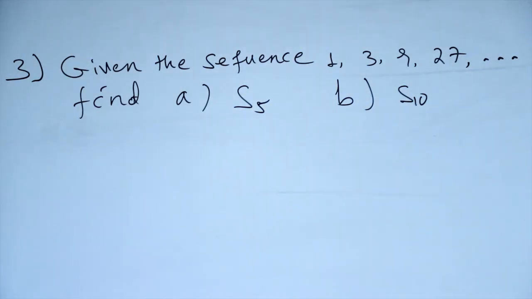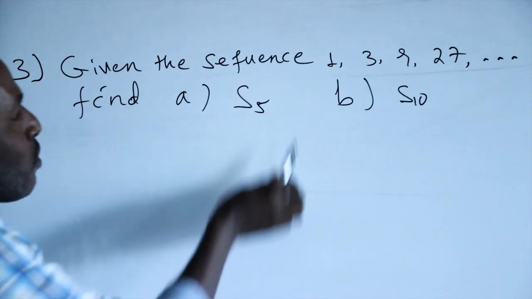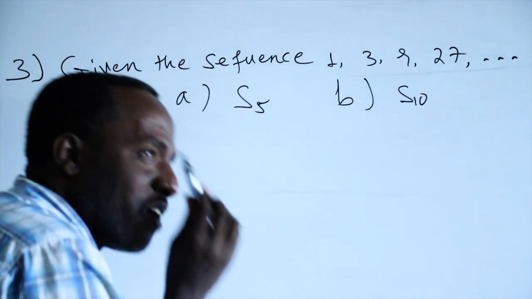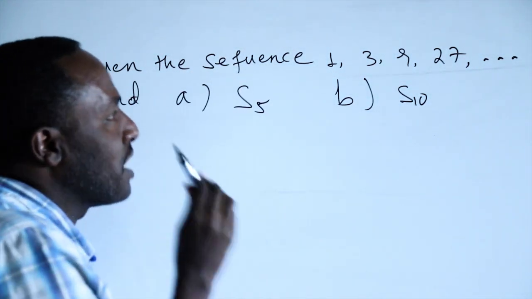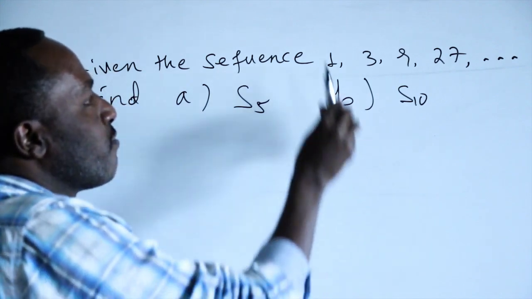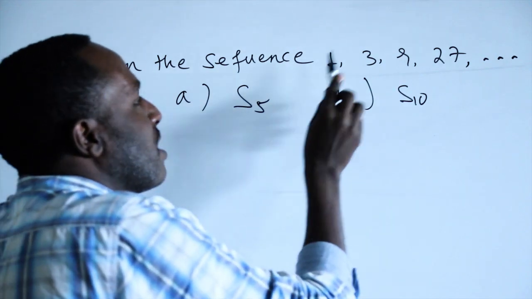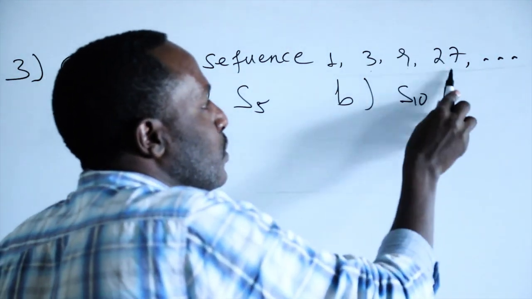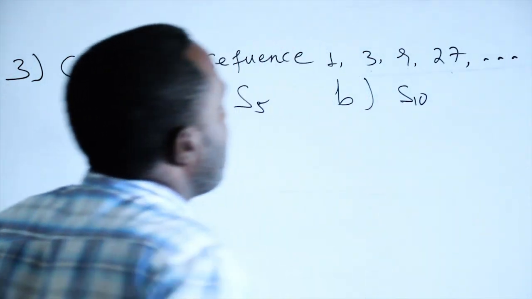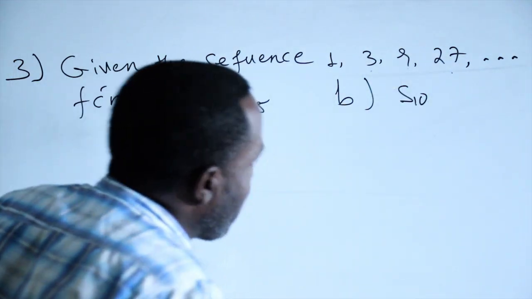What you are asked to find is, what will be S5? S5 means the sum of the first 5 terms of the given sequence, which means 1 plus 3 plus 9 plus 27 plus the next 81. And again here it is S10.